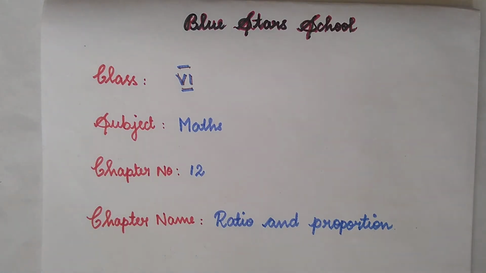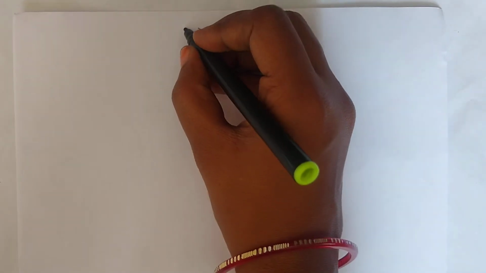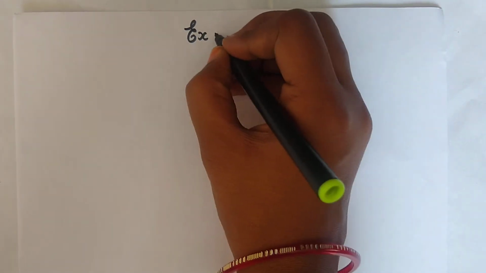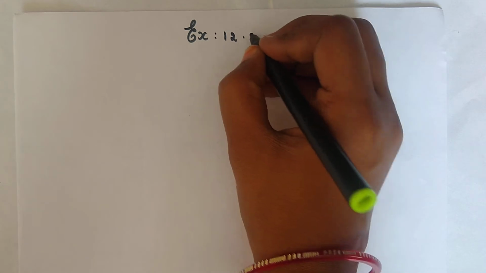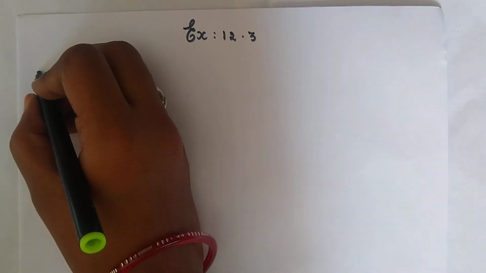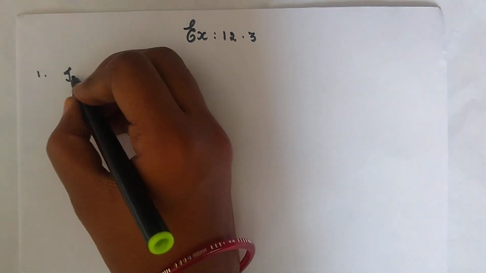Today we are going to see chapter number 12. The chapter name is Ratio and Proportion in the 6th Maths NCERT book. In the last video we saw exercise 12.2. Now today we are going to see exercise number 12.3. Take down the first sum.